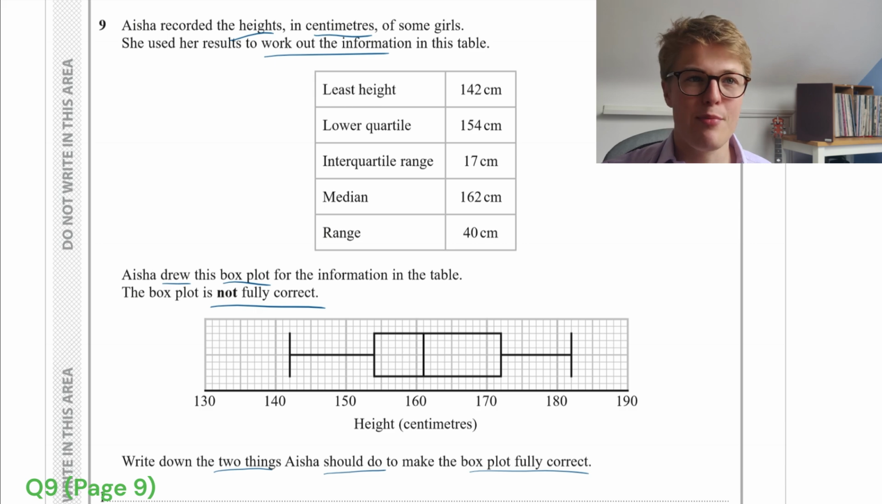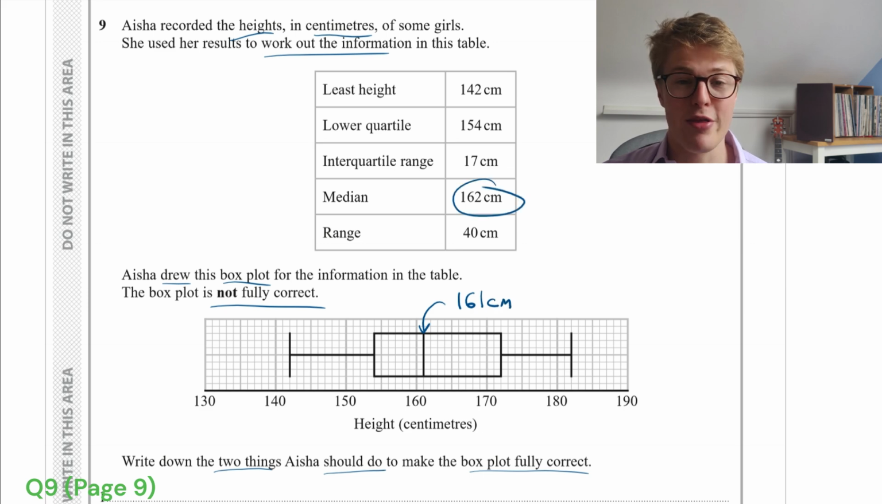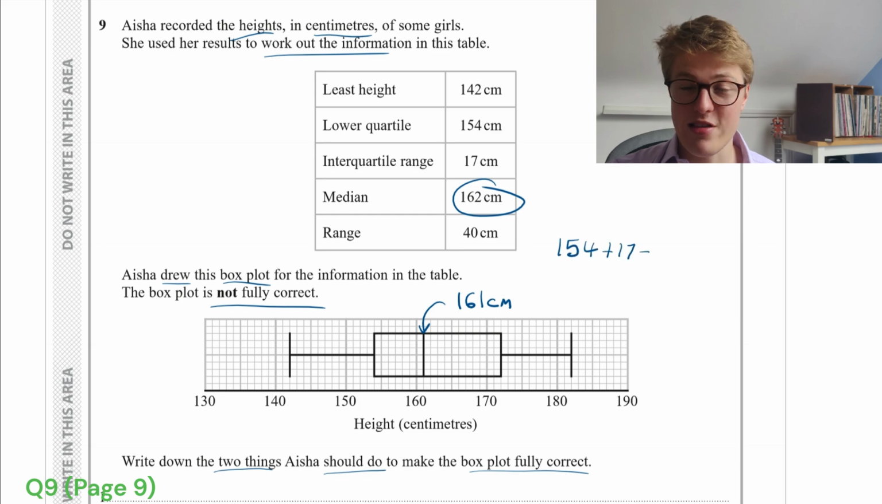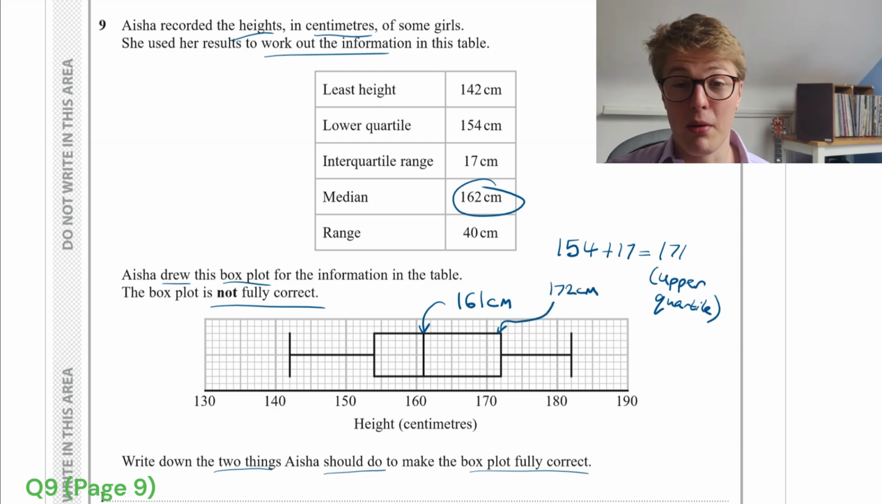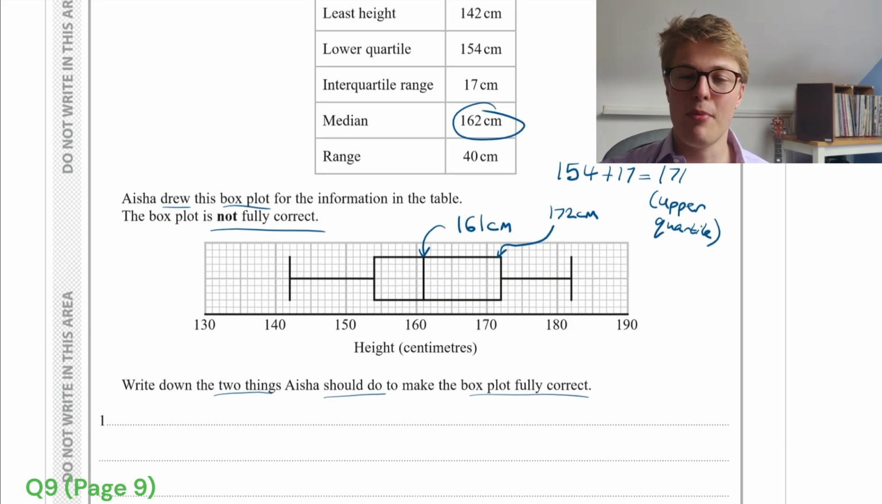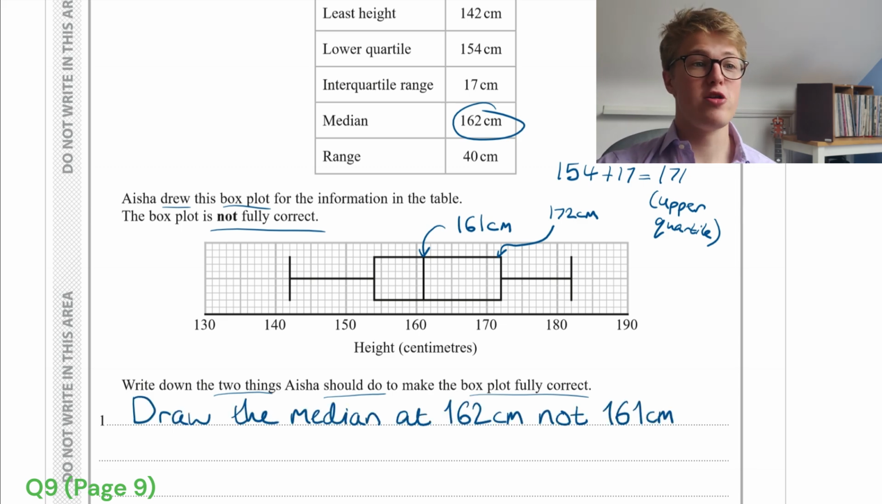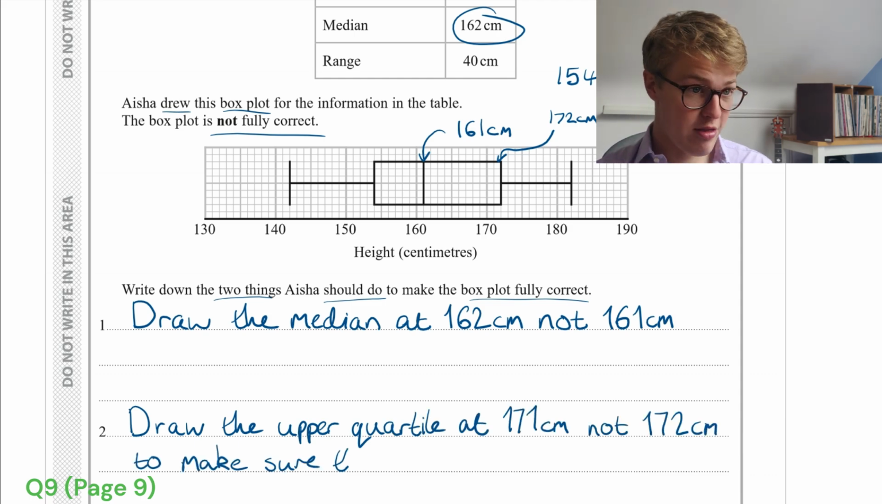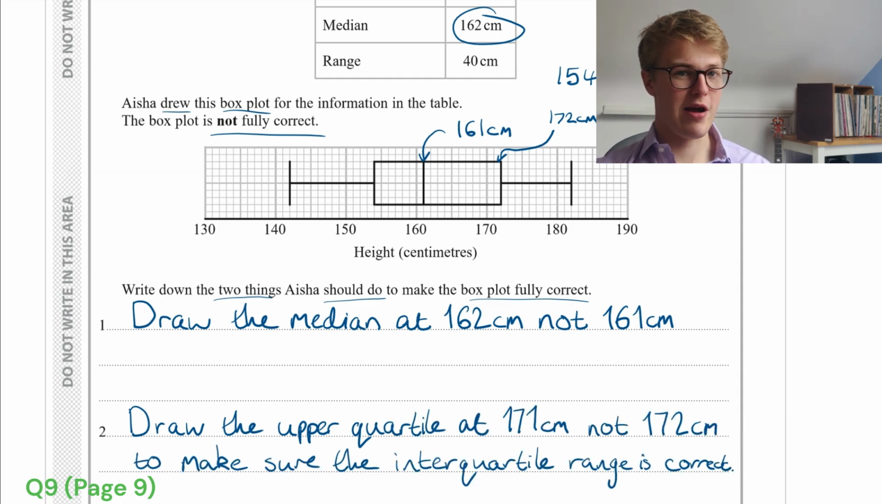So we're given in the table the least height, the lower quartile, the interquartile range, the median and the range. So what we can see if we look at the diagram is that the median is in the wrong place. So we can see that Aisha should draw the median at 162 centimetres and not 161 centimetres. Then I had a look at what the upper quartile was, and that's 154 plus 17, which is 171. In her box plot, though, she's drawn the upper quartile at 172 centimetres, so therefore Aisha should draw the upper quartile at 171 centimetres, not 172 centimetres, to make sure the interquartile range is correct.